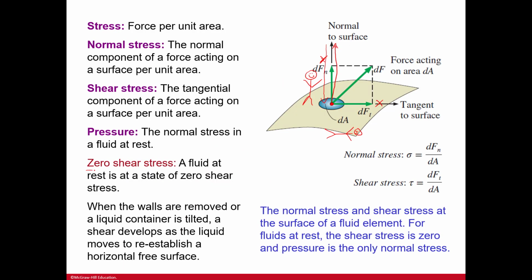And this is often where we start our analyzing, because we're going to analyze things kind of like a beginning and end. We're going to analyze what happens in between. And so this zero shear stress is a really good place to start that. When the walls are removed or a liquid container is tilted, a shear develops as the liquid moves to reestablish a horizontal free surface. Okay?